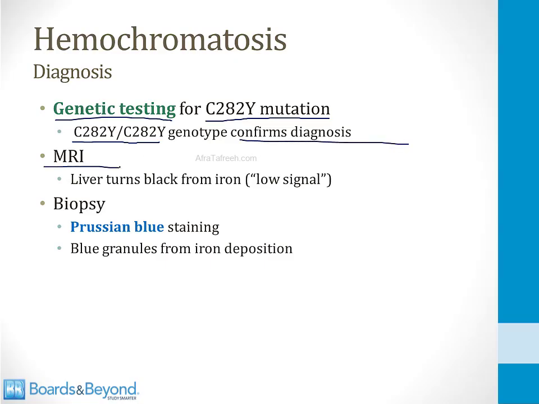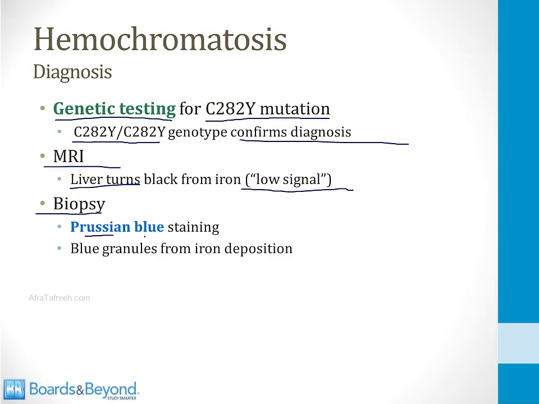If you do an MRI, you will see that the liver turns black in patients with hemochromatosis. This is from the iron deposition. This is called a low signal. Sometimes patients have an MRI for another reason, and incidentally, the liver is identified as being jet black, which suggests hemochromatosis. You can also do a biopsy, usually of the liver.